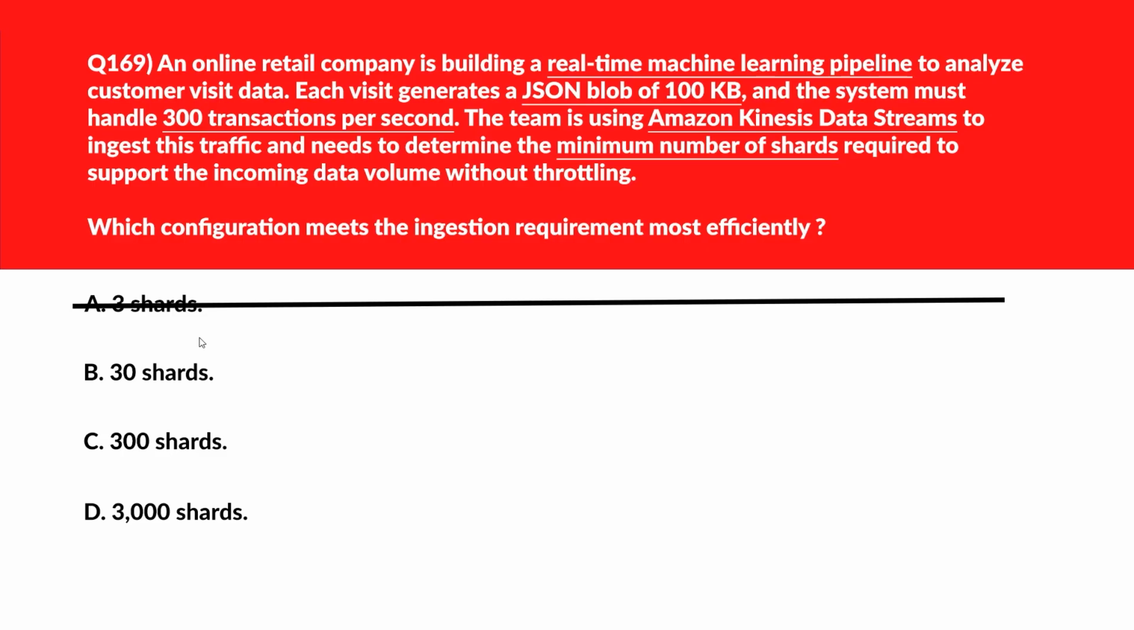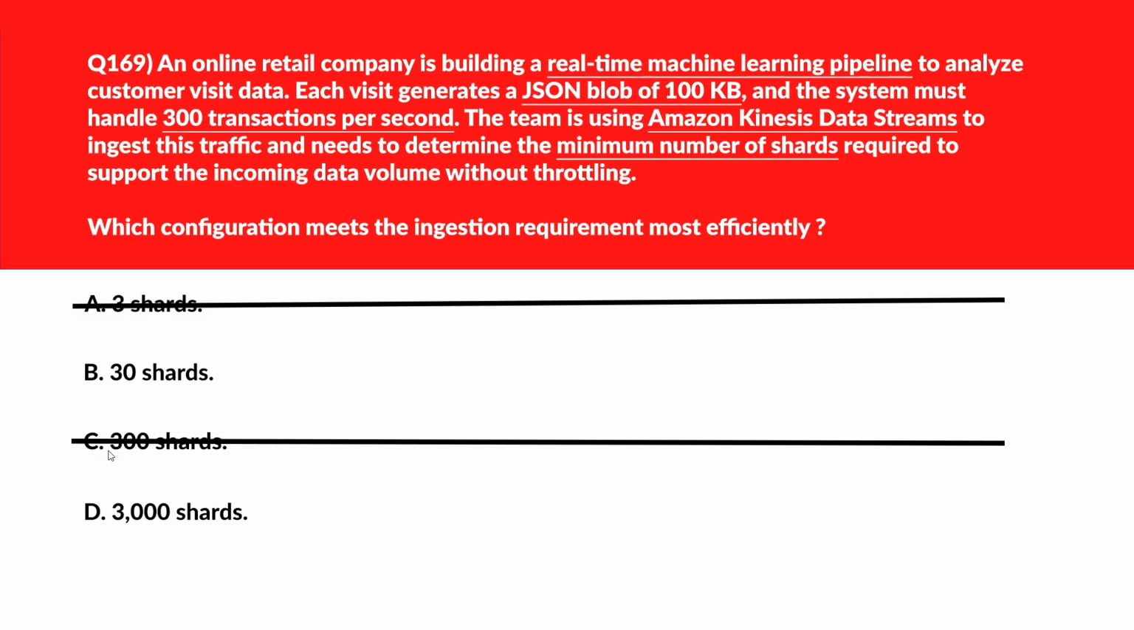So here each shard supports 1 MB per second as mentioned. So 100 kilobytes into 30 TPS equals 30 MB per second, requiring 30 shards. Looks good, we'll keep it. We'll move to now C. C says 300 shards. 300 shards will definitely exceed the required capacity by a factor of 10, leading to unnecessary cost. Wrong answer. And same goes for option D.